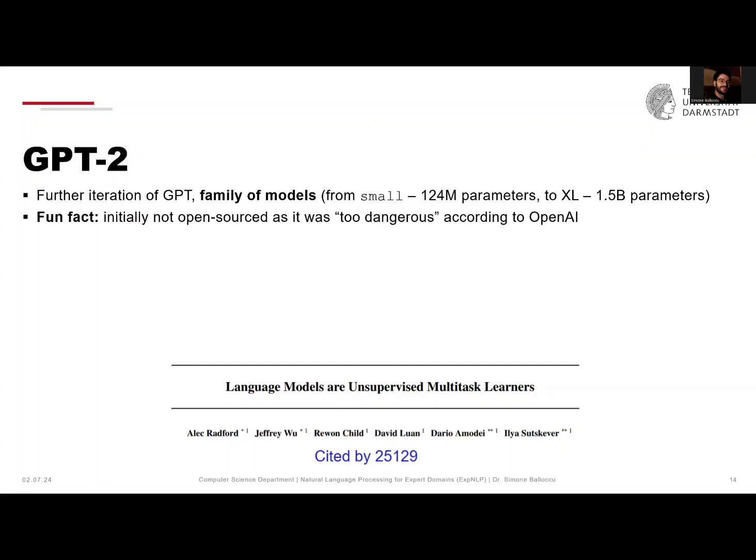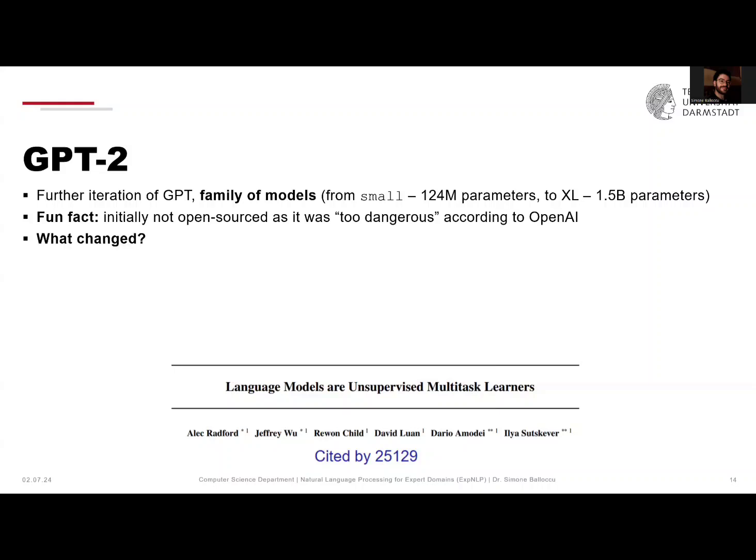The fun fact is that OpenAI initially did not open source this model because it was too dangerous, because it was too fluent in producing text, so it could have been used for, I don't know, fake news or something like that. This might remind you of what is now happening with Claude Mythos. So it's not the first time that these companies go out of their way and say, our model is so powerful that it could be dangerous for humanity.